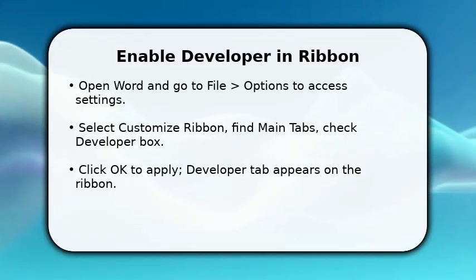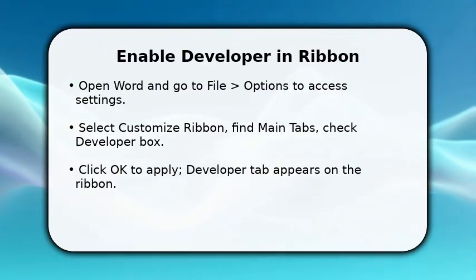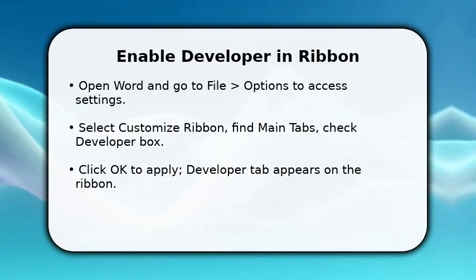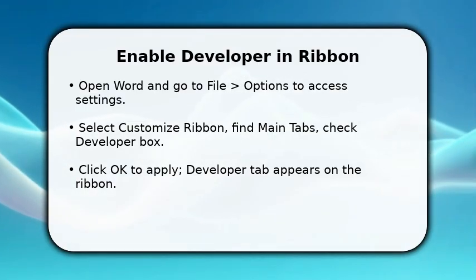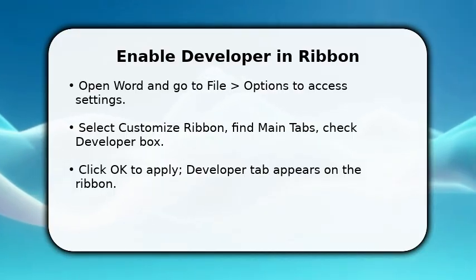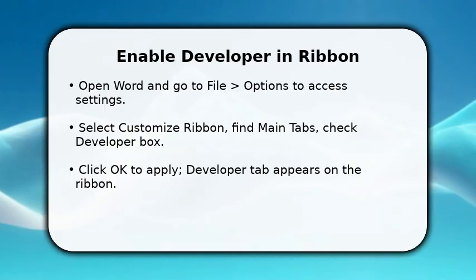You should start inside Word with the document open. Go to File then Options so you can modify the ribbon directly. This is faster than hunting menus. Once there, choose Customize Ribbon, look under Main tabs, and check Developer. Click OK to apply the change.